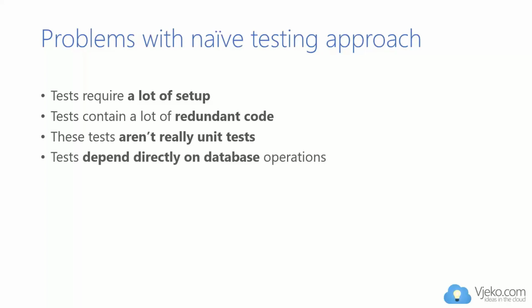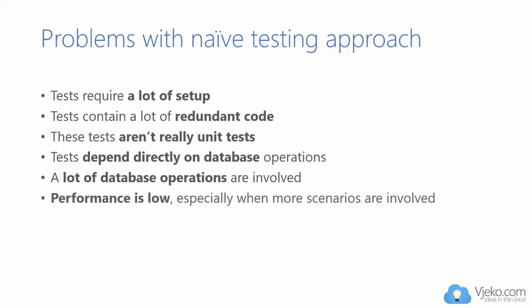Then these tests depend directly on database operations. This is something we will talk a little bit more about. This is not completely avoidable. This is probably completely unavoidable with Business Central, but there are things we can do to make it better. Database operations are the number one reason why tests run slow. In my test, a lot of database operations were involved. I had 2 currency insertions, 2 currency exchange rate insertions, 1 permission insertion, and then I did some reads to figure out if everything is in place. So there were quite a lot of database operations for something that I could probably have done without database access at all. Then performance is low, and especially the more scenarios you involve, the slower it will all run.